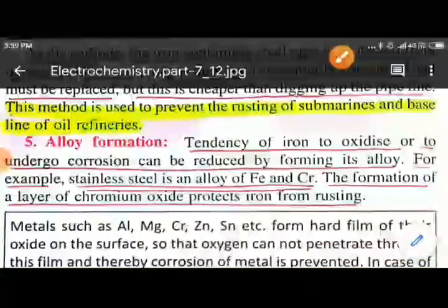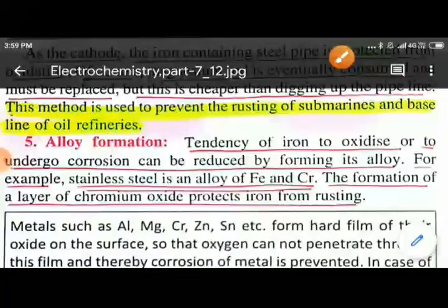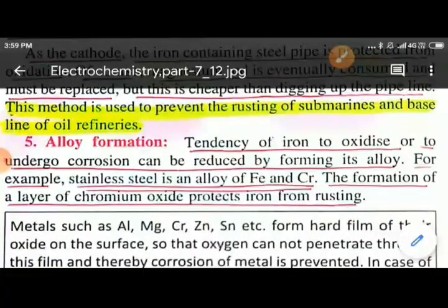Next point is alloy formation. If a particular metal is reactive and you want to protect it from corrosion or rusting, then if another more reactive metal is mixed with it, the mixture formed is called an alloy. That is also responsible for checking and protecting against rusting or corrosion.